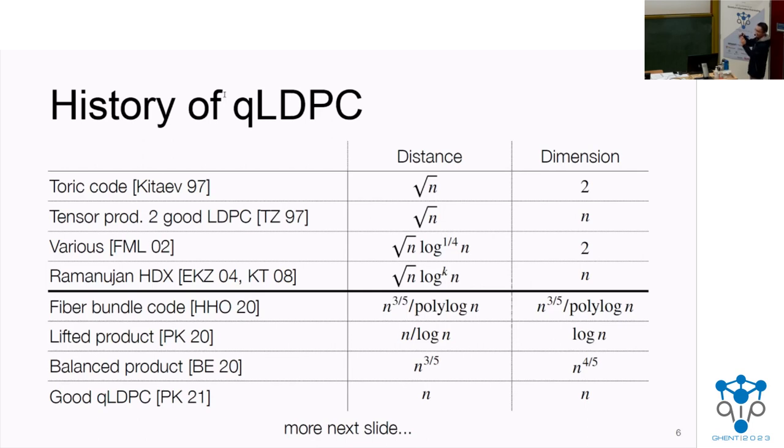So recall n is the number of physical qubits. So it has square root distance, and the dimension is 2. Soon, this dimension was improved to the optimal value that is linear in n. However, the distance was only improved by a polylog factor. And this was until 2020, with the fiber bundle code, which really breaks the square root barrier. And soon after, many results followed, and in 2021, Panteleev and Kalachev fully resolved this good quantum LDPC question.